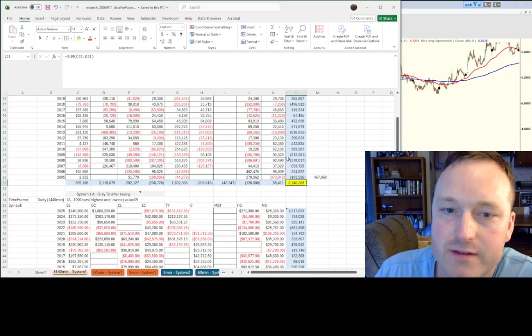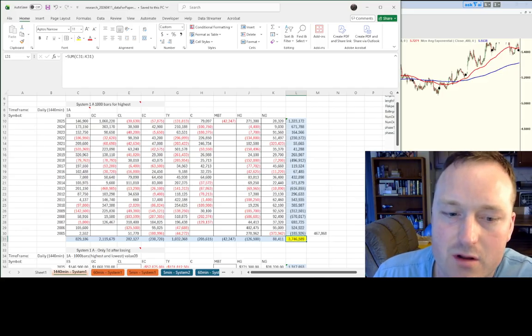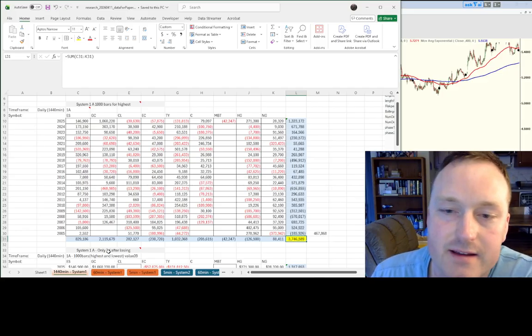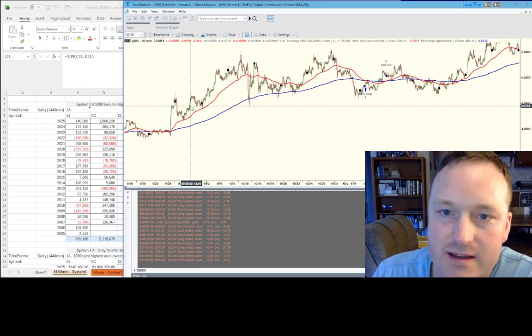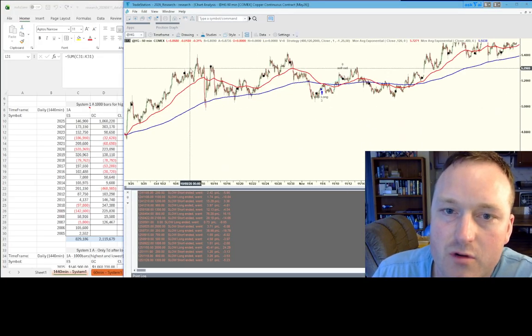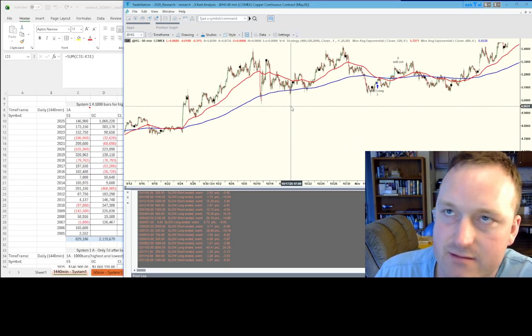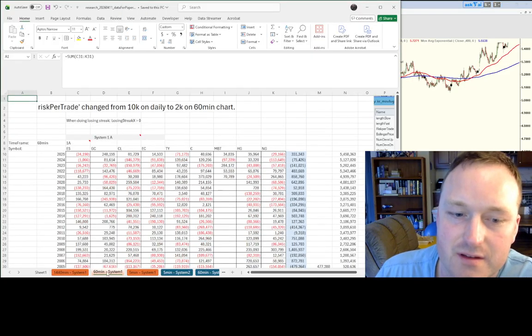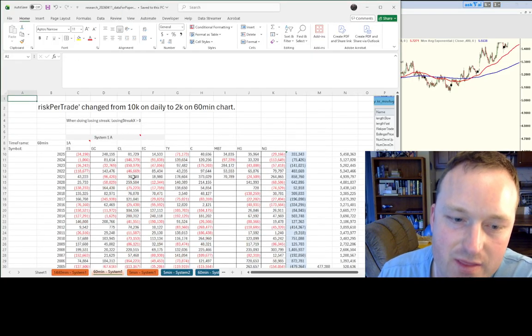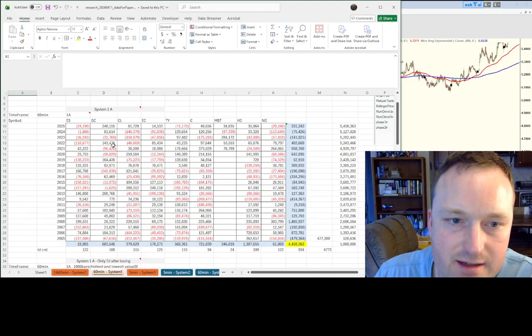So I'm like, all right, well, does this system work on the smaller time frames? And I applied the exact same system, the exact same number of bars for the moving averages, the exact same everything, to the smaller time frames. This is the 60-minute results. 60-minute, each hour is a bar.